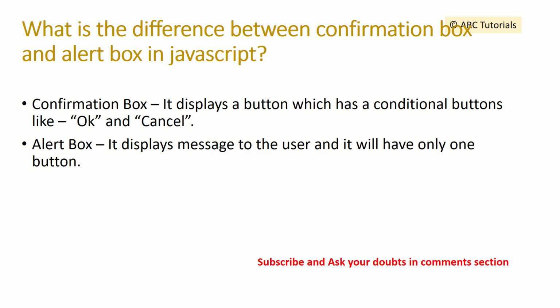What is the difference between a confirmation box and an alert box? A confirmation box will display conditional buttons like OK and Cancel, whereas an alert box will have only one button, which is more of an information message to the user. That is how we can use the different types of boxes.